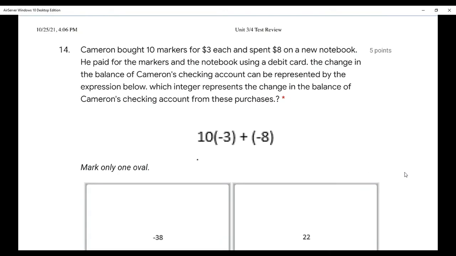This one says Cameron bought 10 markers for $3 each and spent $8 on a new notebook. He paid for the markers and the notebook using a debit card. The change in the balance of Cameron's checking account can be represented by the expression below. Which integer represents the change in balance of Cameron's checking account from these purchases?